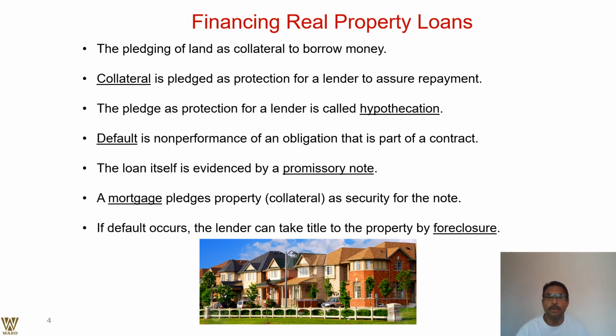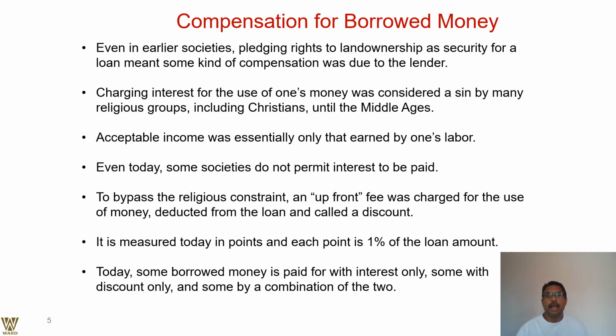Default is non-performance of an obligation that is part of a contract. The loan itself is evidenced by a promissory note. A mortgage pledges property as collateral and security for the note. If default occurs, as and whenever, the lender can take the title of the property by foreclosure.